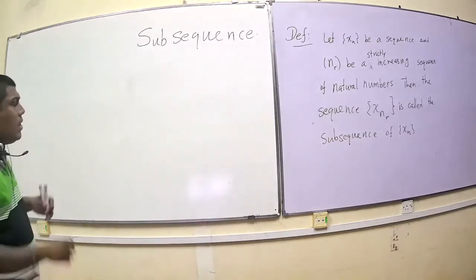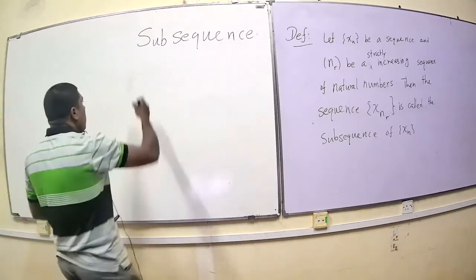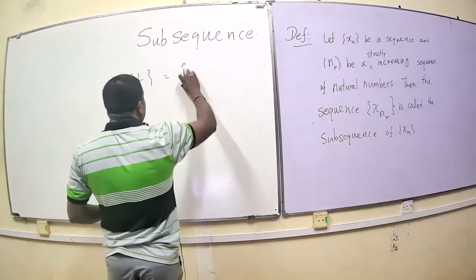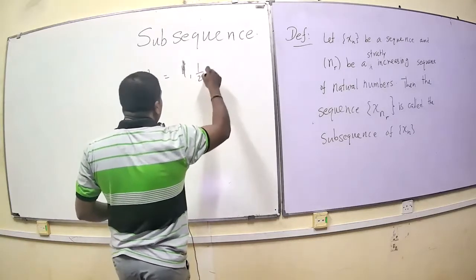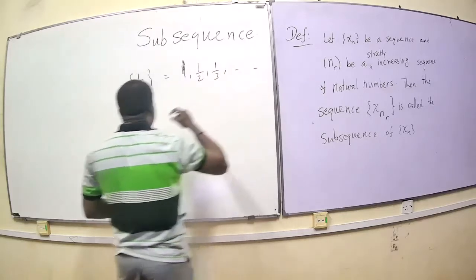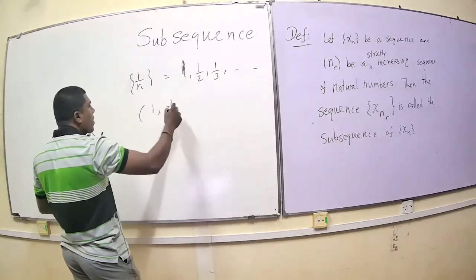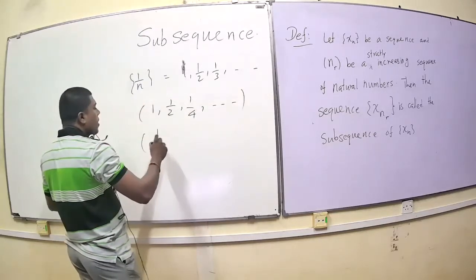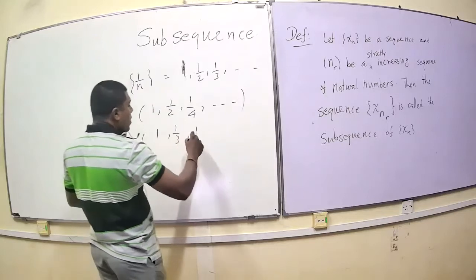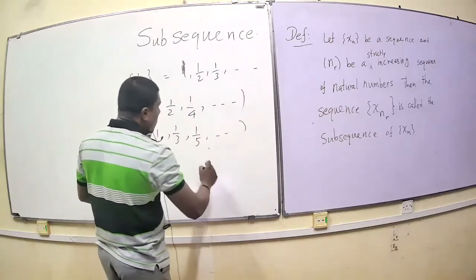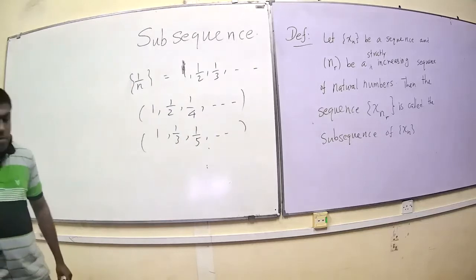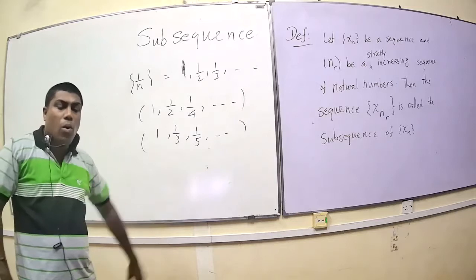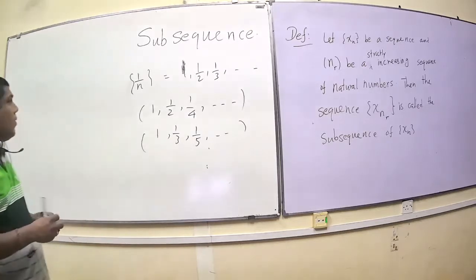The only thing is you cannot change the order from the sequence. If it is the sequence 1/n, then you know this is 1/2, 1/3, and so on. So the subsequences can be 1/2, 1/4, and so on, or 1/3, 1/5, and so on, and there are so many ways you can define a subsequence. The only thing you have to be careful about is that you cannot change the order from the sequence.